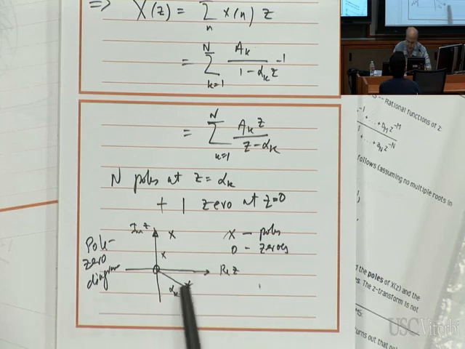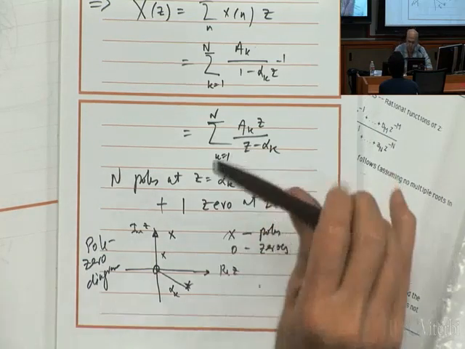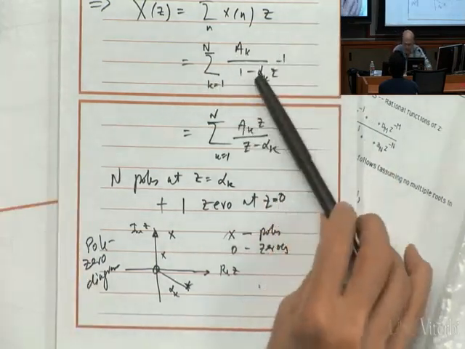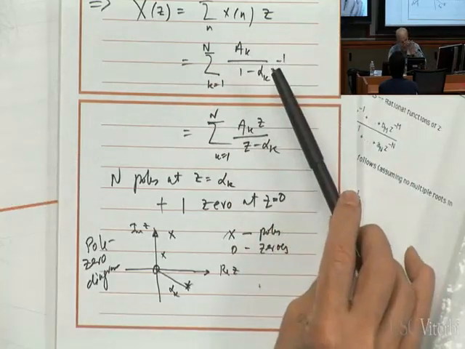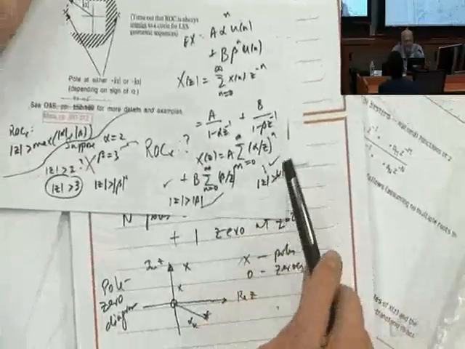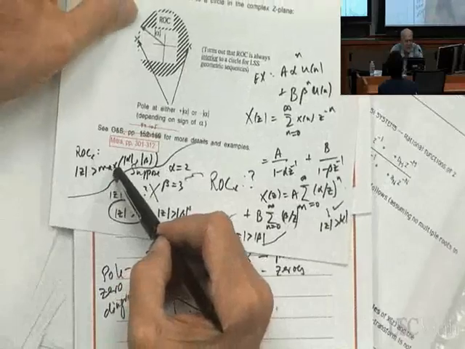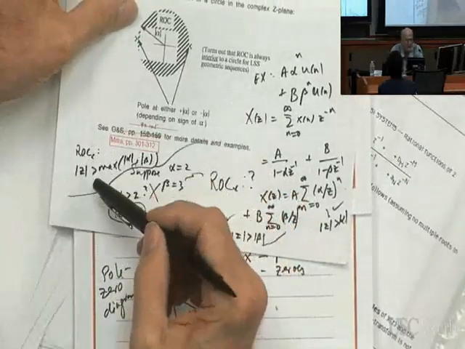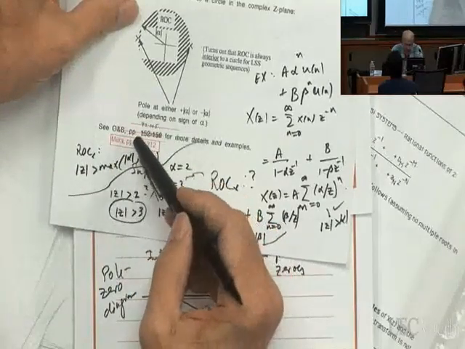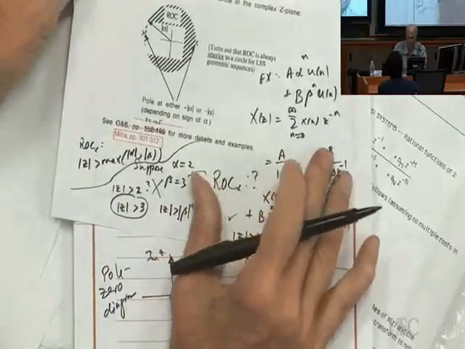Now, given that these are the alpha sub k, and given what we've learned before, I ask you, what would be the region of convergence from that very simple example? Remember what we found there. What we found for the simple example was that the region of convergence is all points z in the complex plane such that the magnitude is greater than the maximum value of alpha or beta, in the case where we had two right-sided sequences.